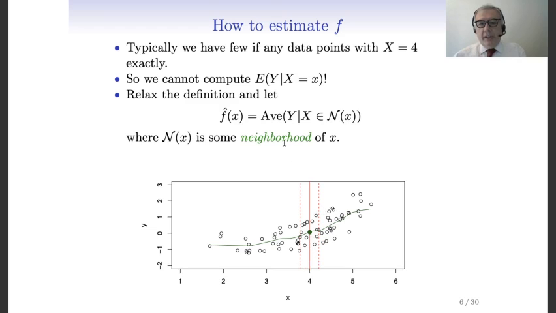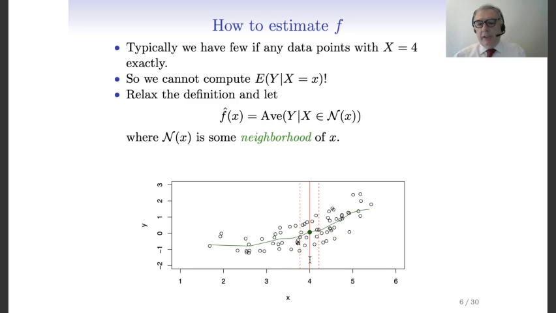So in order to have an idea of this conditional expectation, I have to relax the definition, and instead of taking the conditional expectation when x is exactly equal to small x, I will consider just a band. So I define a band around x equal to 4. In this way, if I define this small band, I can get some data, and I'm going to average these data. So now my f hat, my predictor, will be the average of y, of the target variable, when x belongs to some neighborhood of x.